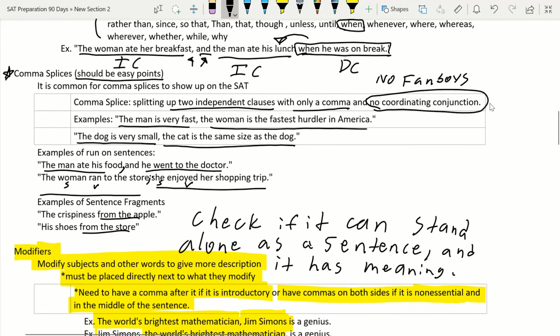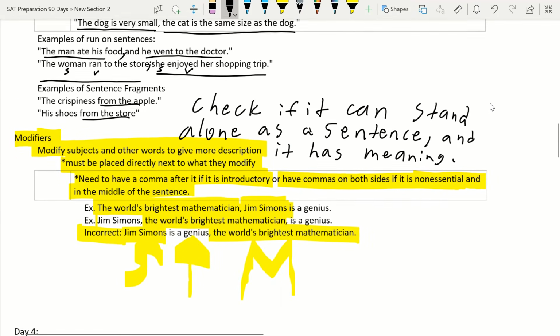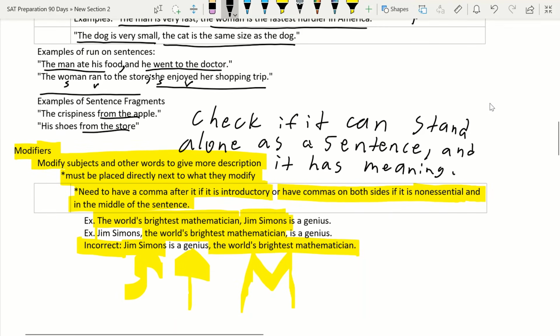Comma splices are when we try to connect two independent clauses with only a comma and no coordinating conjunction. So there's no fanboy there. We want to avoid that, right? We want to avoid run-on sentences. We also want to avoid sentence fragments. These are things that have a subject and no verb, or just a verb and no subject. Either way, they aren't complete sentences and they can't stand on their own because they aren't a complete idea. Even if it has a subject and a verb, it can be a sentence fragment if it doesn't have one complete thought.